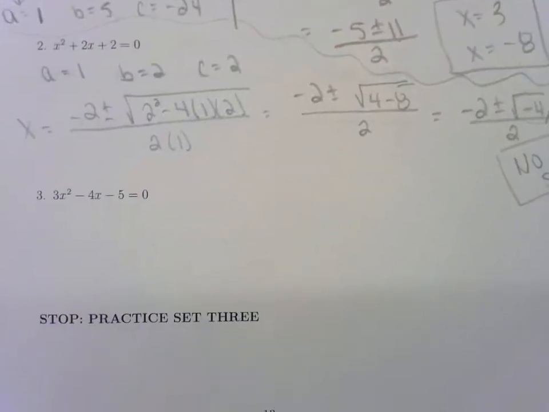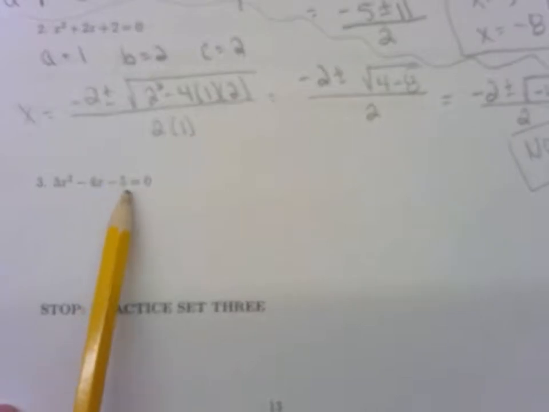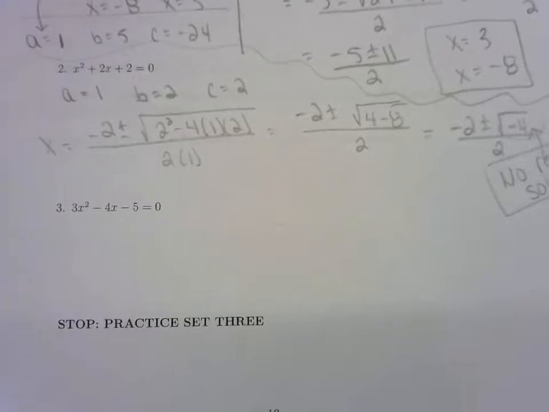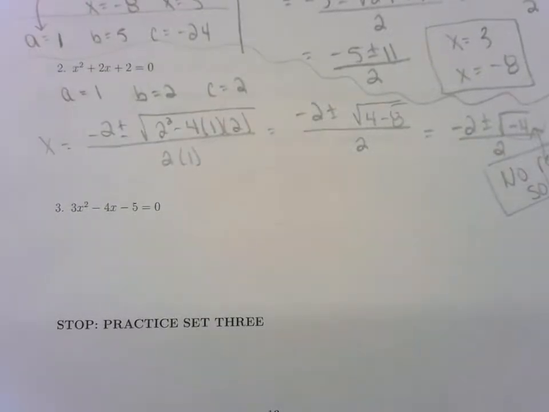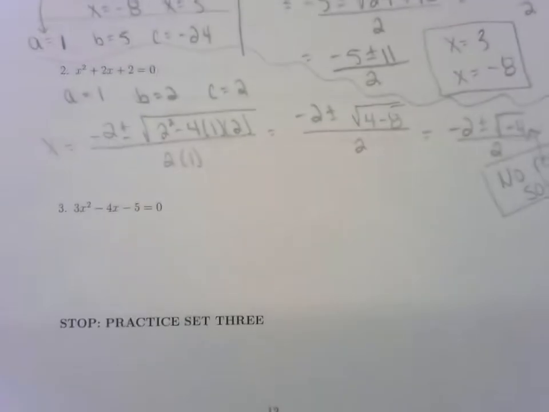Okay, one more. We have 3x squared minus 4x minus 5 equals 0. Okay, again, this first side is already equal to 0, so we don't have to move around or anything. We'll see if we can factor. We would want two numbers that multiply to negative 15, add to negative 4. Okay, 15 is 1 and 15, and 3 and 5, so that will not factor.